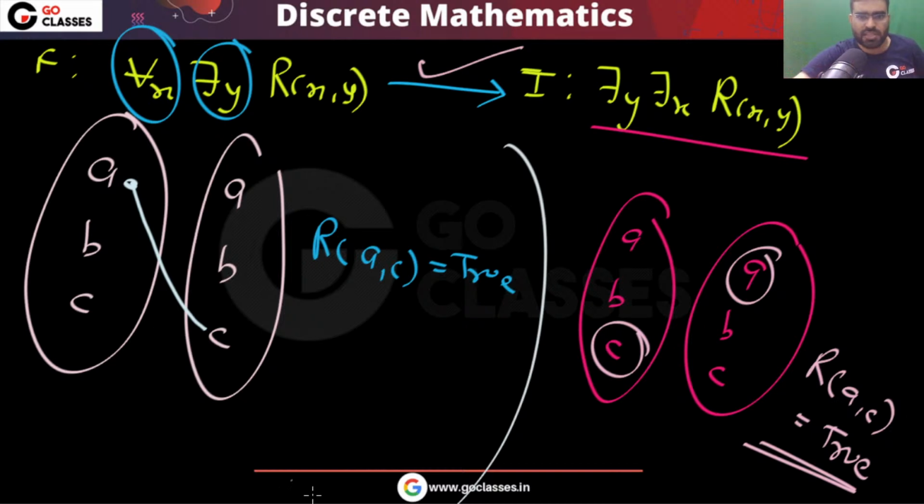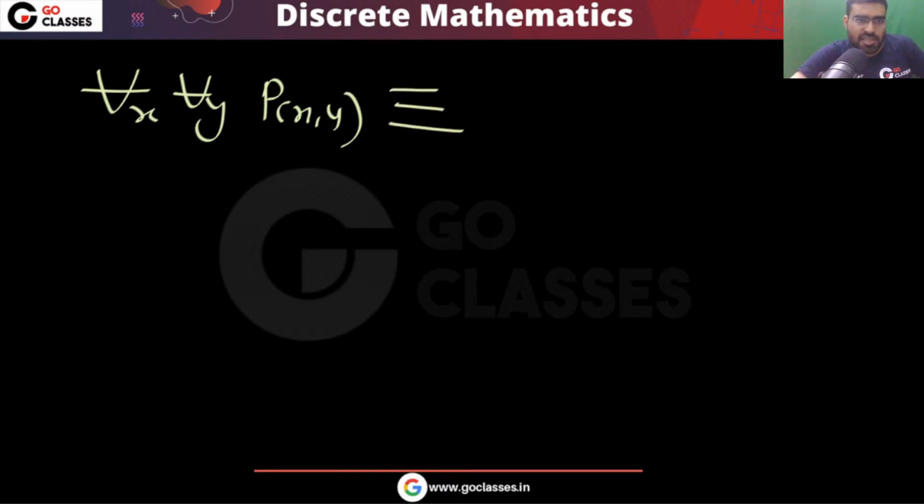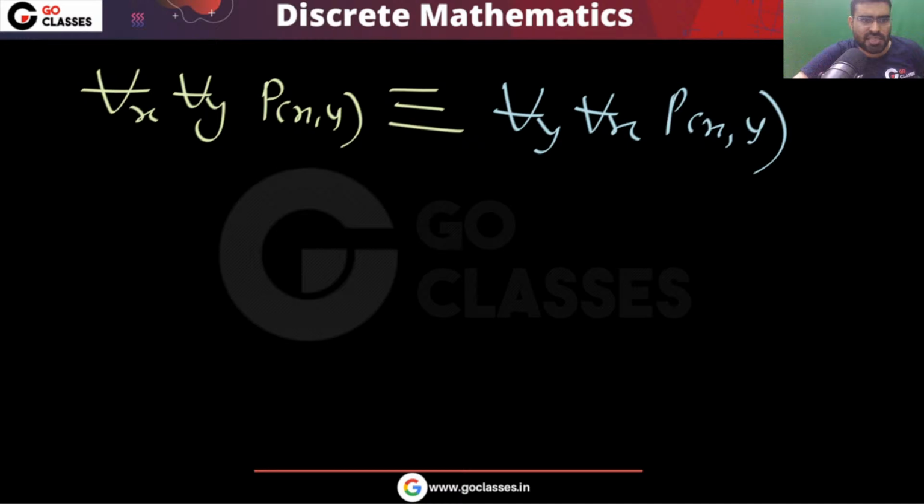Okay, so very simple. Now let me tell you a few things. Remember, for every variable the domain is always the same, as I told you. That is the reason you can see that if you have this type of statement, for all x, for all y, pxy, this is the same as for all y, for all x, pxy. So if there are two universal quantifiers, you can change their order.